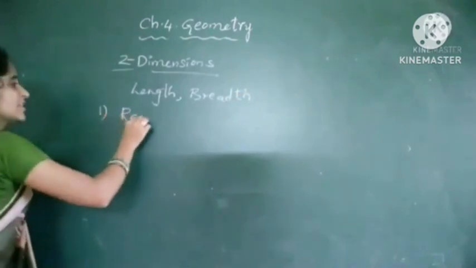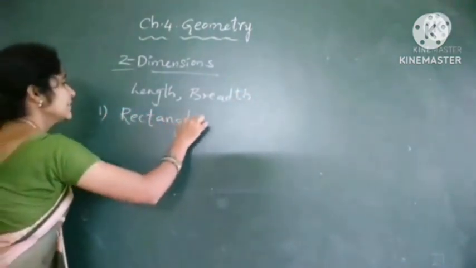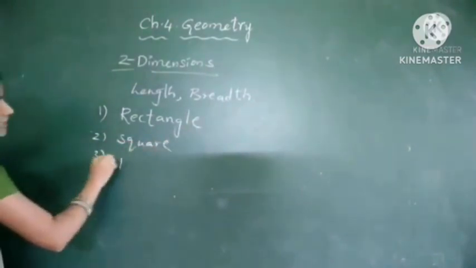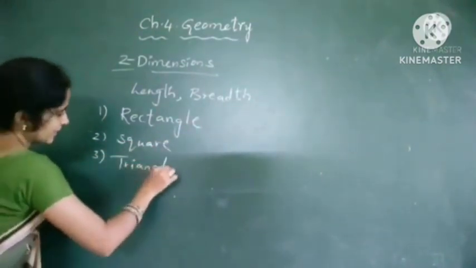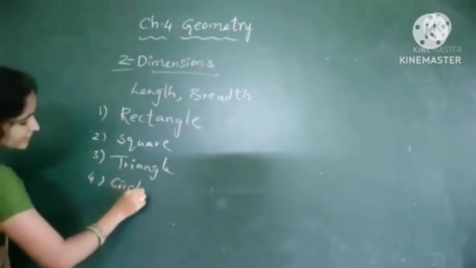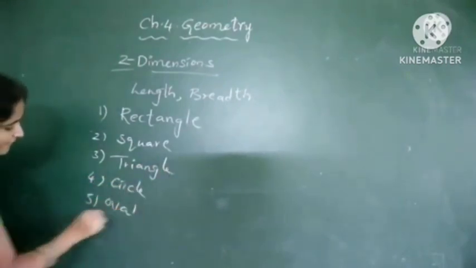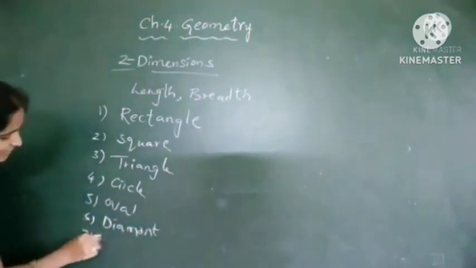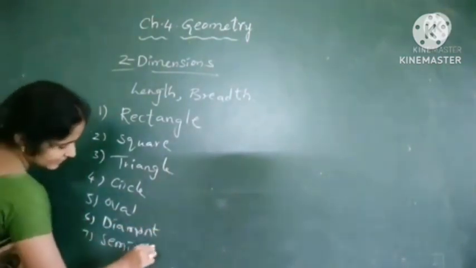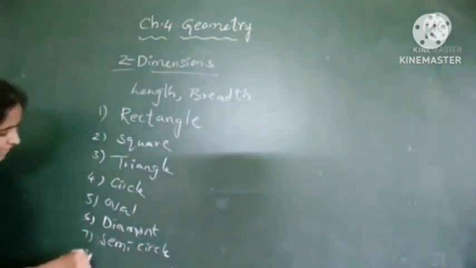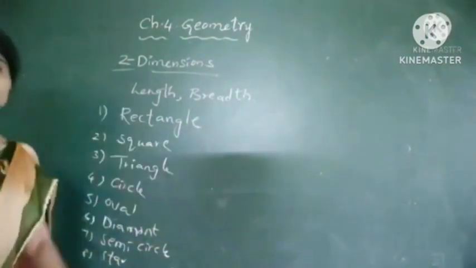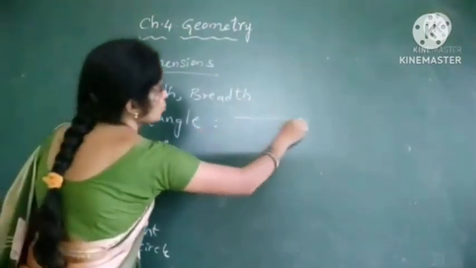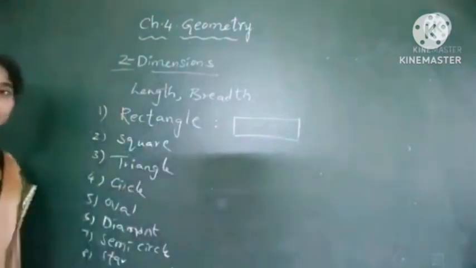What are two-dimensional shapes? Rectangle, square, triangle, circle, oval, diamond, semicircle, star. These are all two-dimensional shapes having only length and breadth. About the rectangle, you all know so many examples we observe in our daily life.